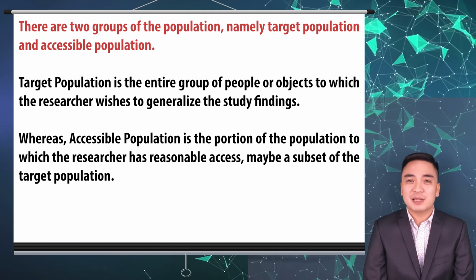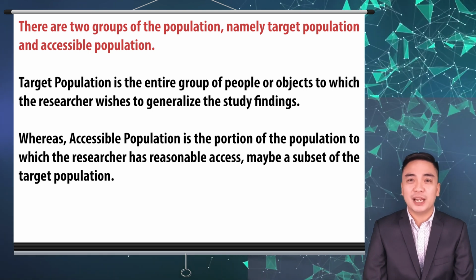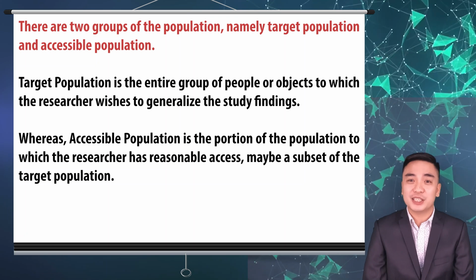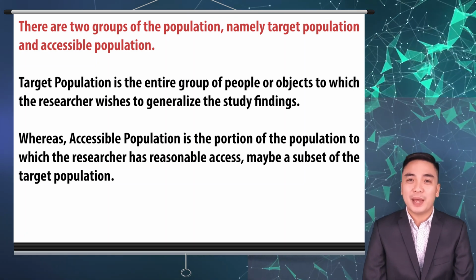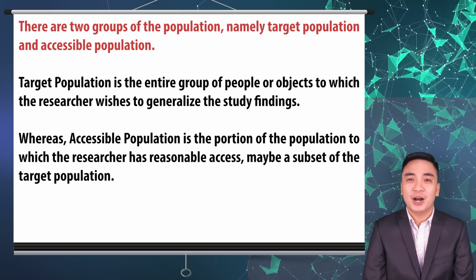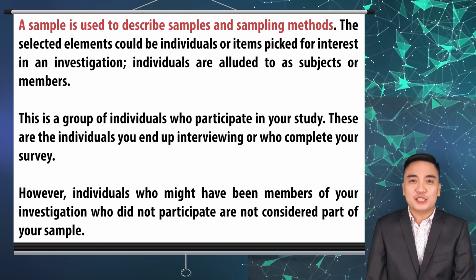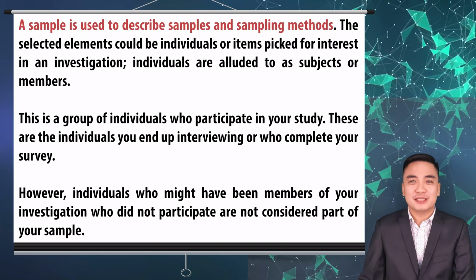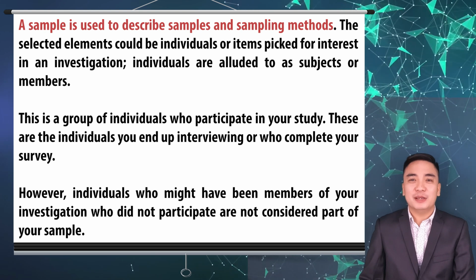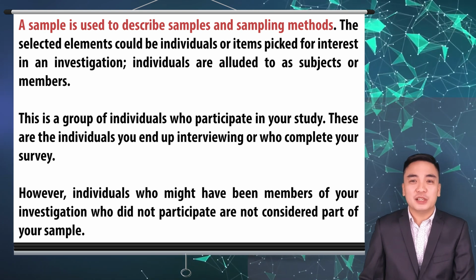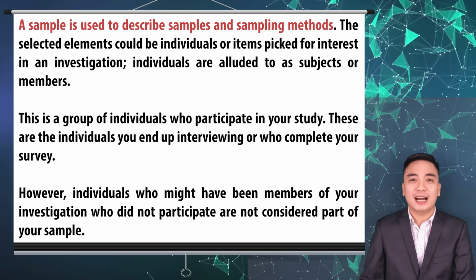Whereas, accessible population is the portion of the population to which the researcher has reasonable access, maybe a subset of the target population. A sample is used to describe samples and sampling methods. It is the selected elements that could be individuals or items picked for interest in an investigation.